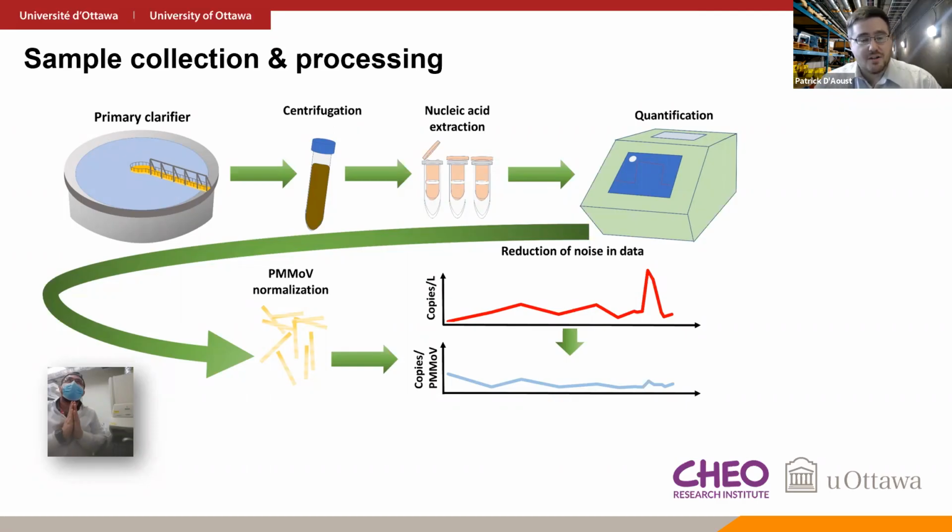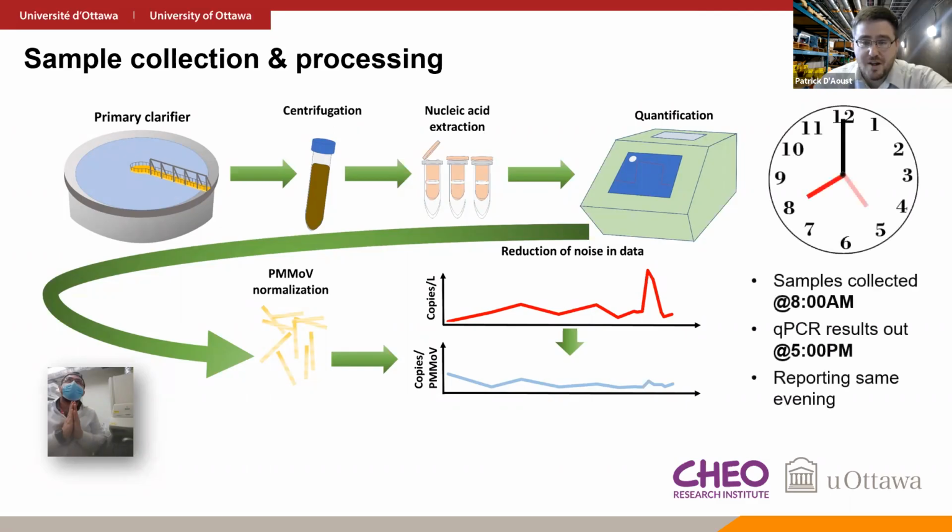Essentially, we take primary sludge, centrifuge it down, and get a pellet. From the pellet, we do a nucleic acid extraction with a QIAGEN PowerMicrobiome kit, do the quantification, give it a little prayer to ensure that we have a good PCR result, and then we normalize the data for PMMOV, pepper mild mottle virus. What we found is that PMMOV allows us to reduce the noise of the data.